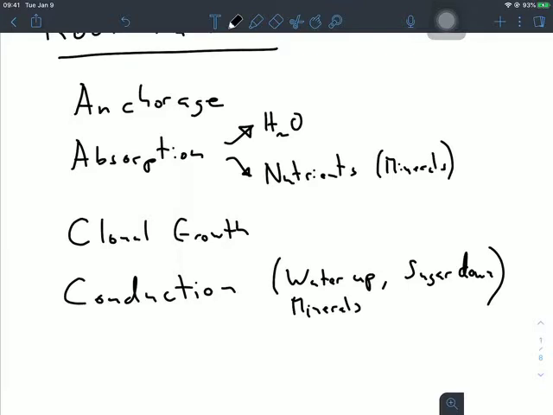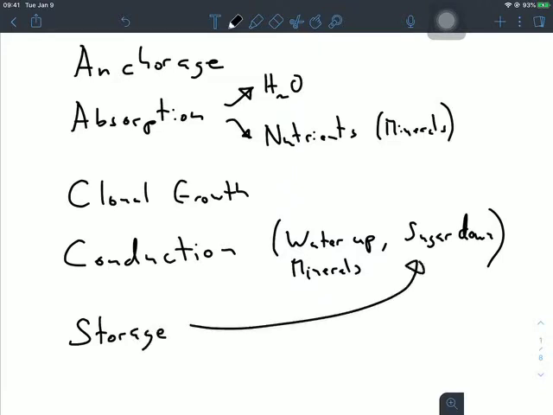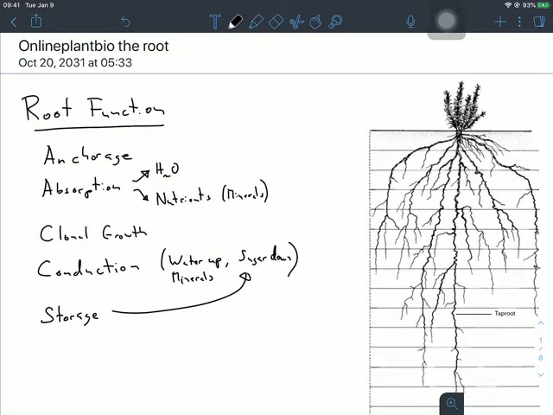And then last but not least, of great importance to us as humans, roots are storage organs. They are storage organs for those sugars that are traveling down. And it is from a lot of those storage organs that we derive our caloric needs as humans. I do love me a potato.